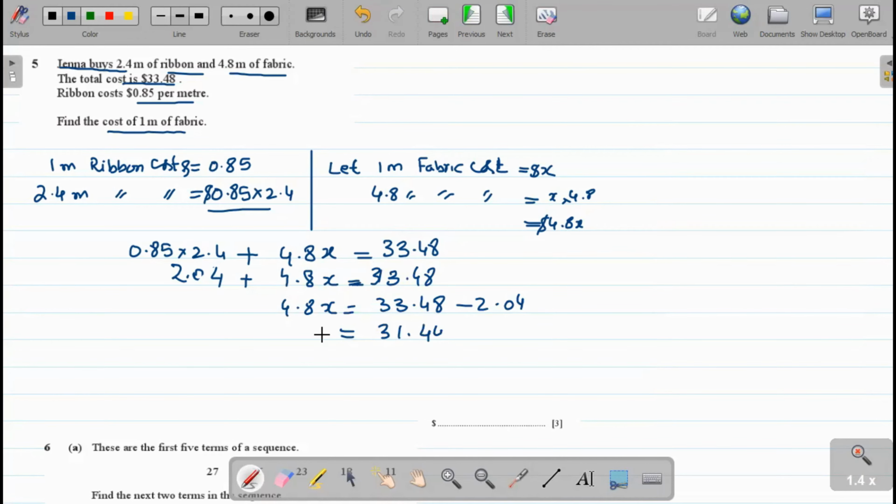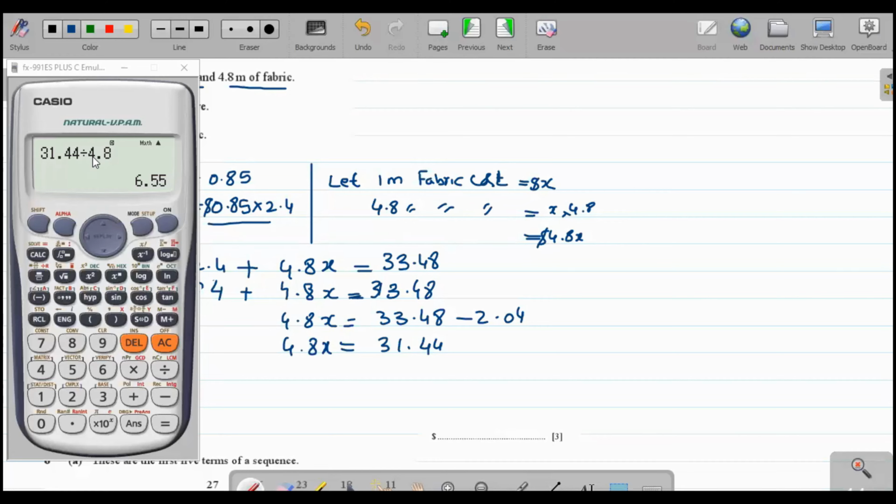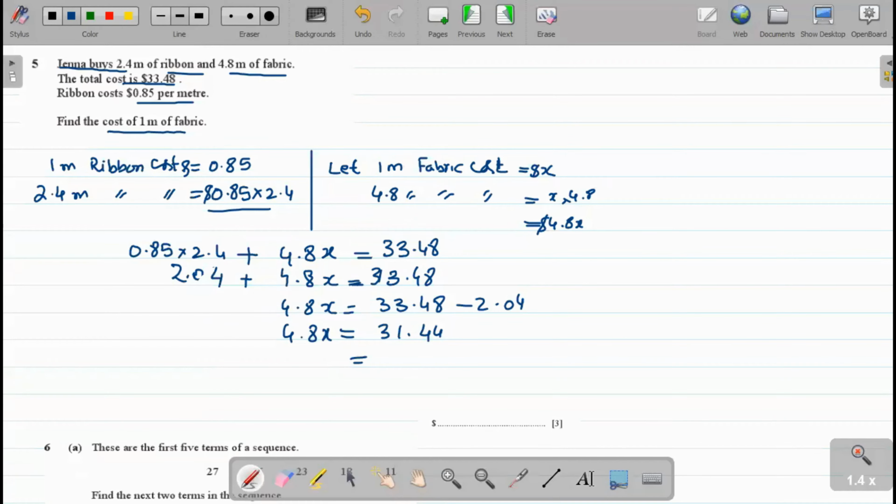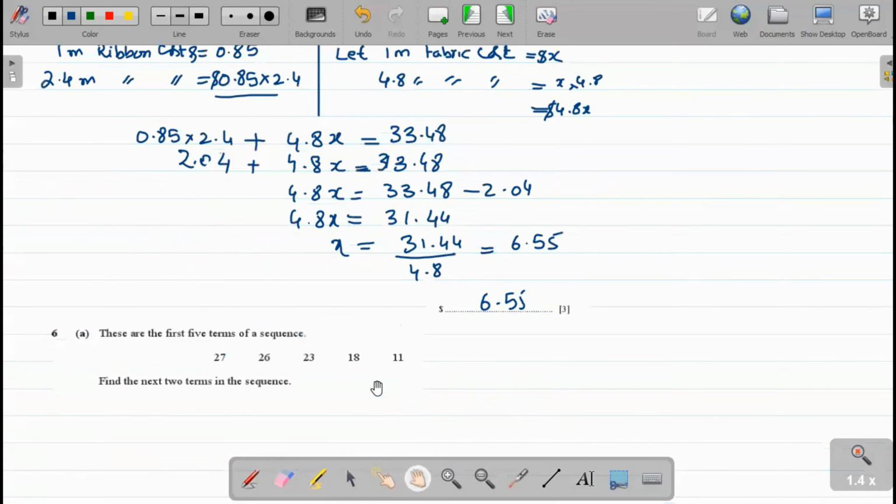Now this answer will be equal to 31.44. Now you see here 31.44 divided by 4.8 is equal to 6.55. Now we write it 6.55. 31.44 divided by 4.8 is equal to 6.55. This is the answer. Now the next question.